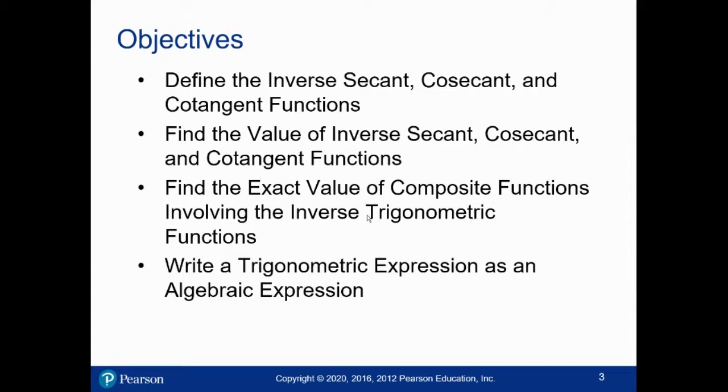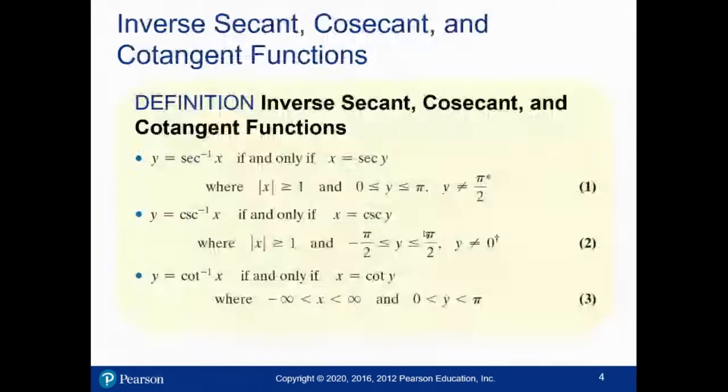Okay. What is going to come up in this section that is sort of important is what happens when you compose a trig function with an inverse trig function that aren't exact opposites of one another. So we'll see what that means. Okay. So all we do is we define arcsecant, arccosecant, arccotangent, aka inverse secant, inverse cosecant, inverse cotangent, the same way we did it before.